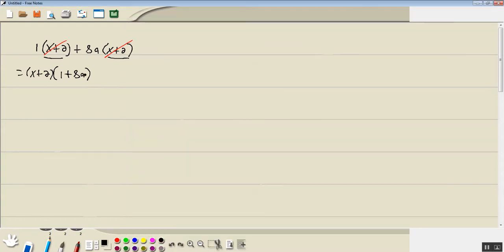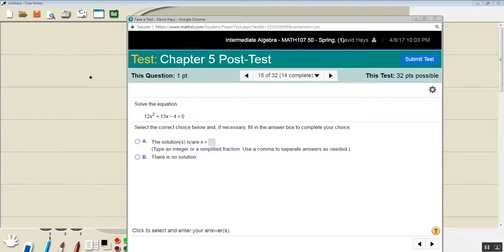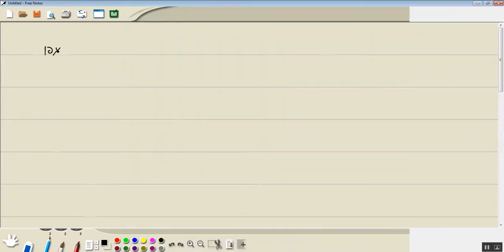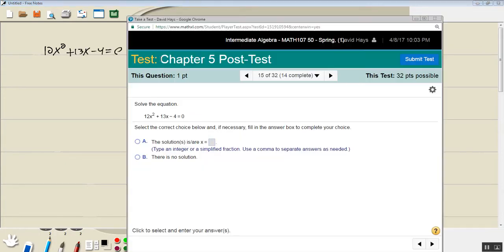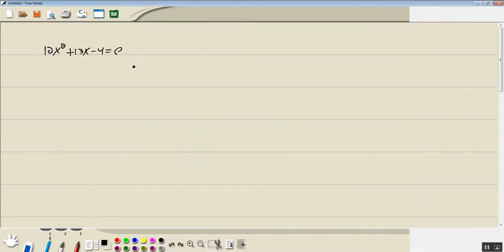Okay. Let me clear that off. Then we got 12x squared plus 13x minus 4 equals 0. And we want to solve it. Well, first thing, you have to have 0 on one side, which we do. And then you have to factor the other side. This factors using the key number. The reason why is because we have x squared, x, and no x, and there's a number in front of x squared.